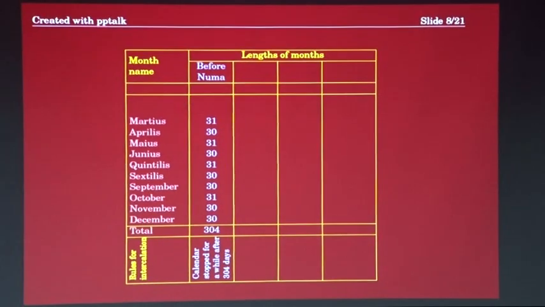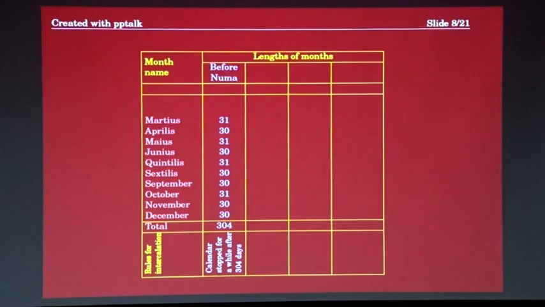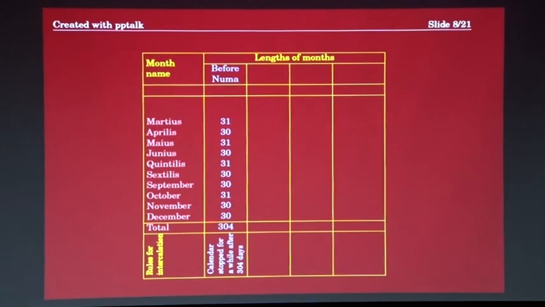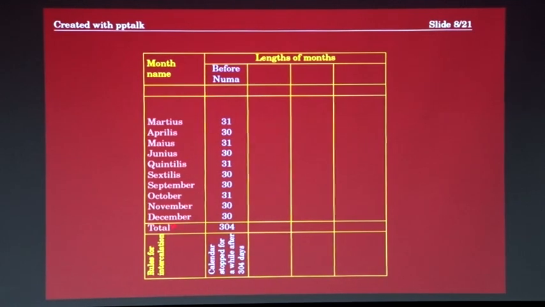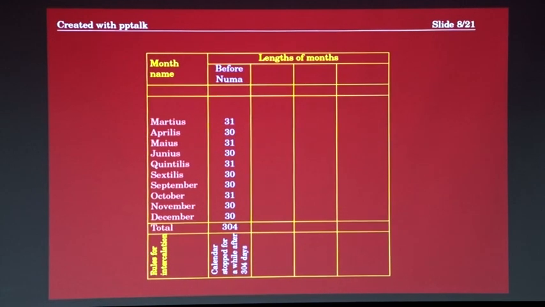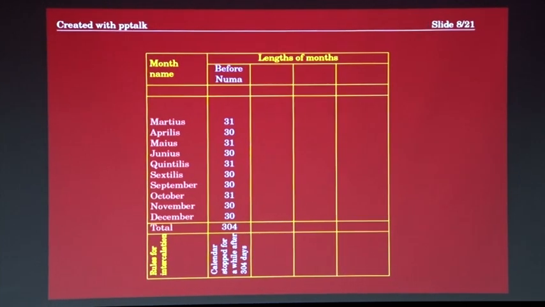Anyway, so 31 or 30, 31 or 30. All months had 31 or 30. And the total, as you see, was 304. And it was only 10 months, as you probably have noticed as well. So 10 months, 304 days.